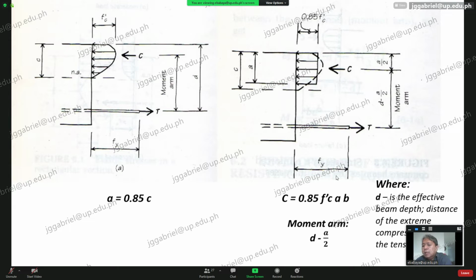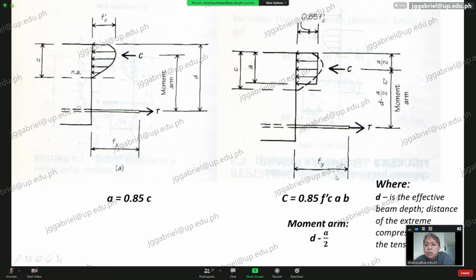Because normally, our beams are doubly reinforced. When you say doubly reinforced, there is also reinforcement at the compression side. Okay, for this one, we have no reinforcement on the compression side. Only at the tension side. But at least you will see how we will analyze a beam.